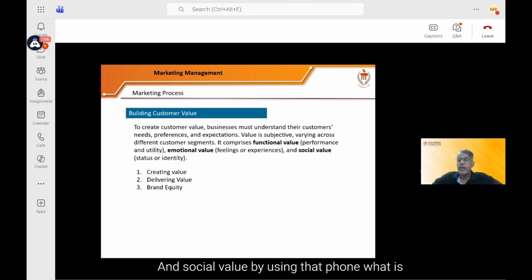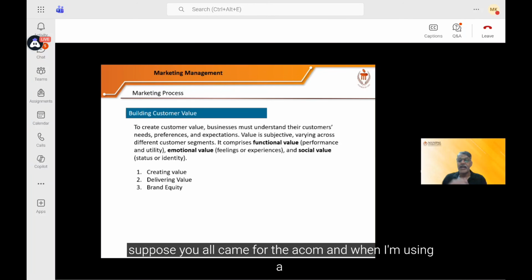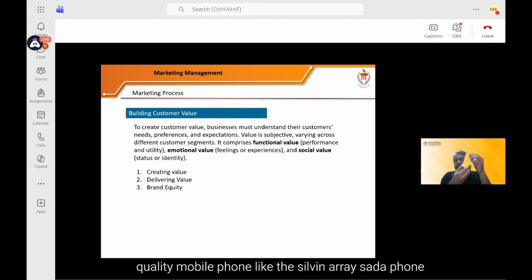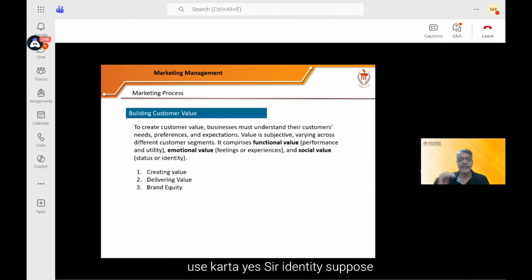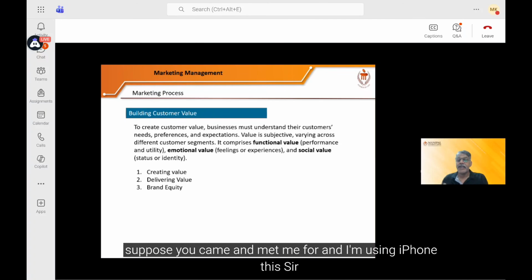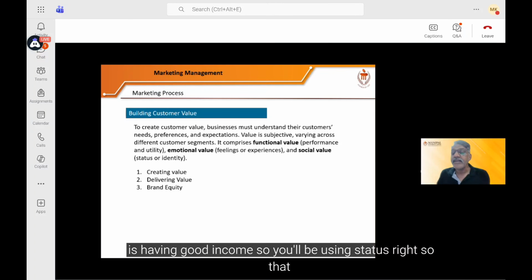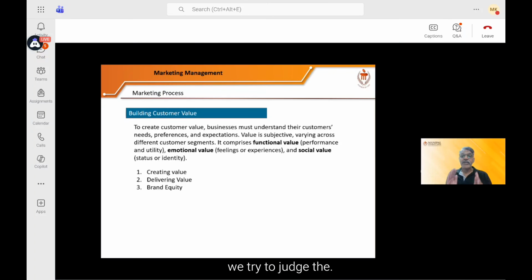And social value. By using that phone, what is the status? Say, for example, I'm using an iPhone in the market. Status, identity in the market. Suppose you all came for the ACOM, and when I'm using a simple mobile phone, you will feel, "This sir earns so much but uses a plain phone." Identity. Suppose you came and met me for ACOM and I'm using an iPhone. This sir has a good income, so you'll be thinking of status, right? So that is how we try to judge the value of the product.